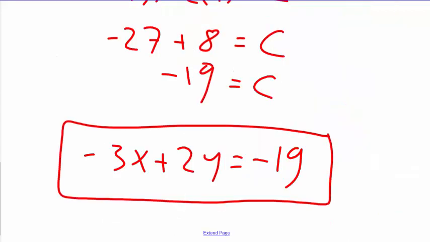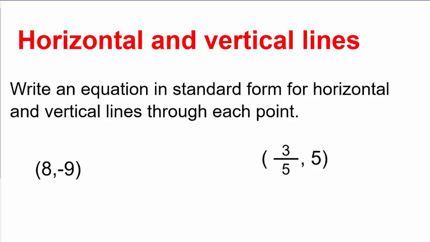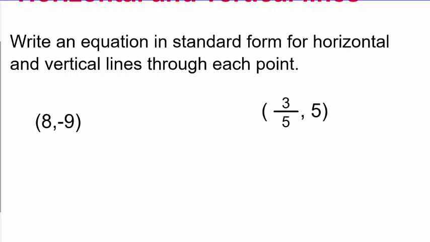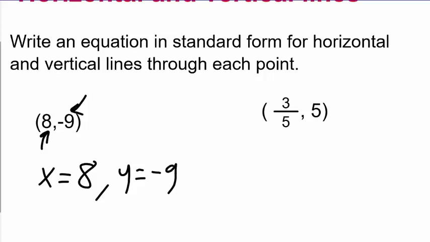Next example. In my opinion, very easy. For question 6, write an equation in standard form for horizontal and vertical lines. So horizontal and vertical lines, this is x, that is y. So x equals 8. That's going to be a vertical line. And y equals -9. That's going to be a horizontal line. And that's it.